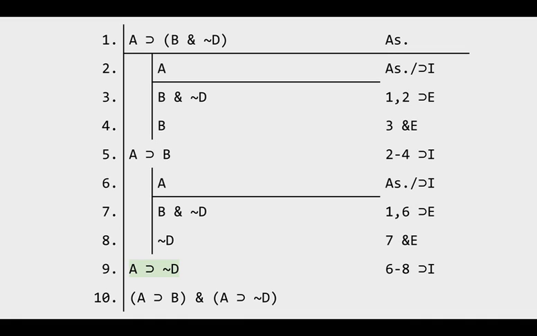That's how that goes. Okay, last but not least, line 10. What is that? Well, it's an ampersand introduction, use of ampersand introduction, lines 5 and 9. And now this may be the most complicated expression we've built so far. I just want to make sure it's clear. All this really is line 5, there it is, a conditional, and line 9, another conditional, put together as a conjunction. That's all that was. So that's how that one goes. Okay.